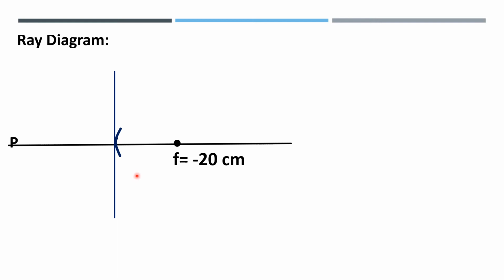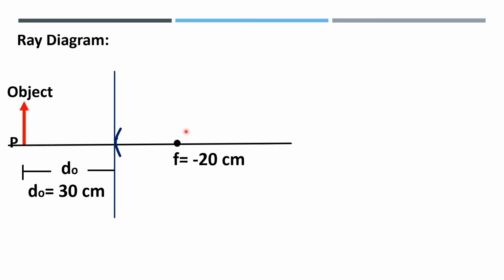All right. So you will notice that the focal length or the focus is drawn on this side of the mirror. Others usually refer to it as a virtual focus. Now, where is the object located? It was stated that the object is located 30 centimeters from the vertex of the mirror. So there it is.